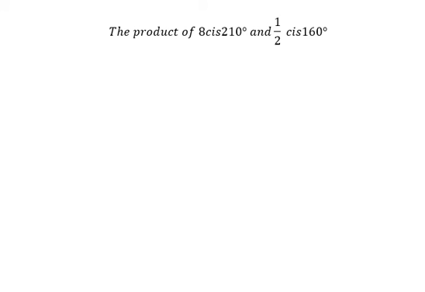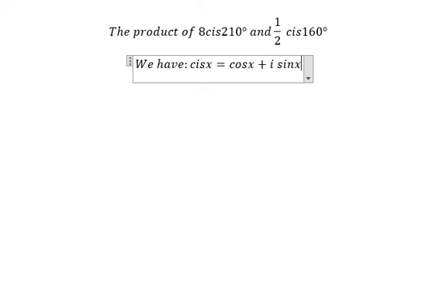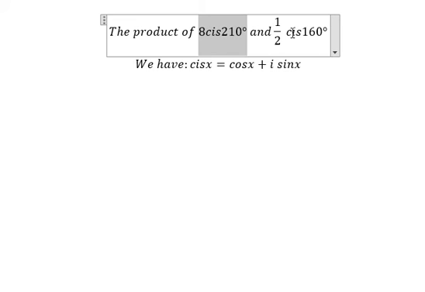So now I will show you how to answer. We have the formula in here: cis x equals cosine x plus i sine x. i is the imaginary unit. Now we need to transform this one and this one into this one.